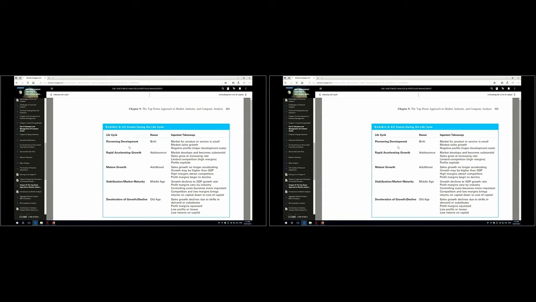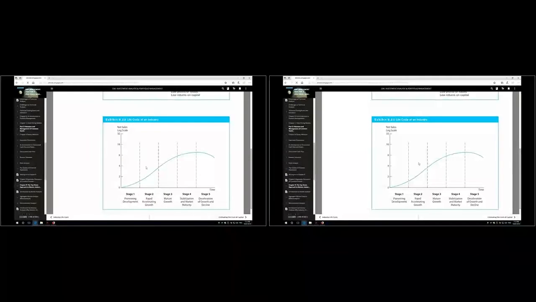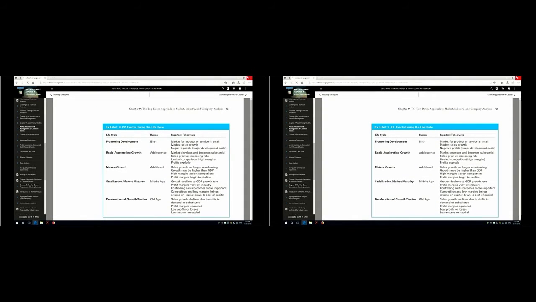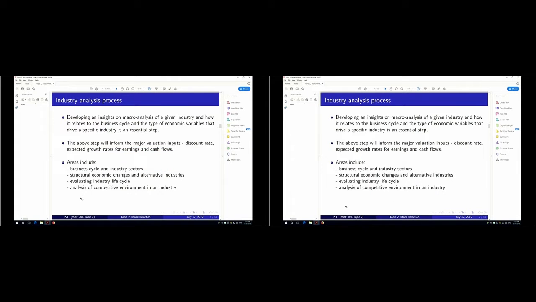At the final stage, the declining stage, sales growth declines due to shifts in demand and substitutes, and there are low profits and losses. So the industry is in the declining phase. So when you conduct the industry analysis, you also need to pay attention to the stage at which the industry is. So this is something that is related to the industry life cycle.